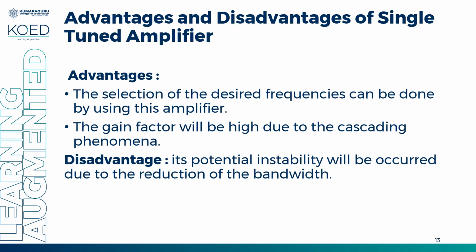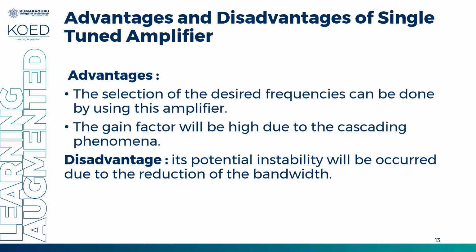So these are the advantages and disadvantages of your single tuned amplifier. The main advantage is we can select the desired frequency by using this amplifier, and we can have a higher value of gain factor due to the cascading phenomenon. We can also have different cascading options in the single tuned amplifier. Why we do the cascading is in order to have an increased value of gain factor, right?